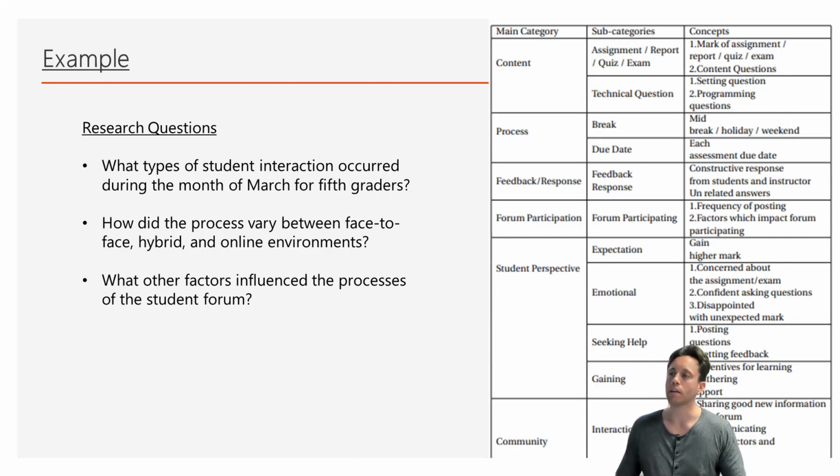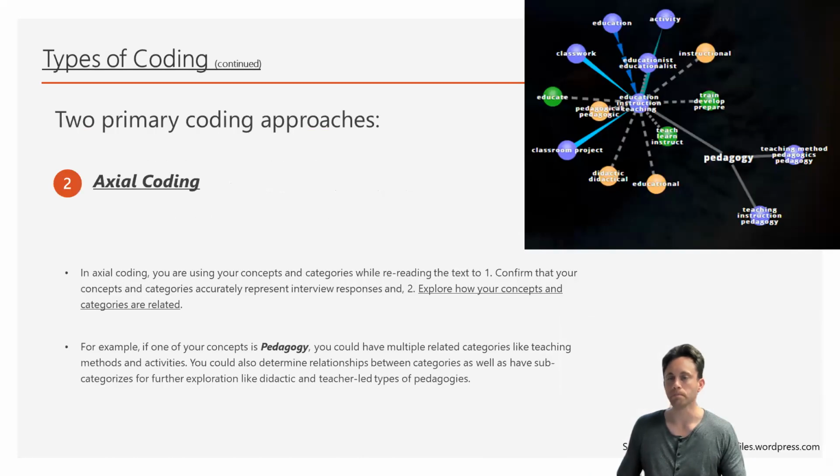And within those, you have subcategories. So for instance, on student perspective, they have expectations, they had different emotions, they had different instances where they were seeking assistance and even making some gains. And so that's the process of trying to find those subcategories that you can then further flesh out with specific examples. The second type of coding within qualitative research is axial coding.